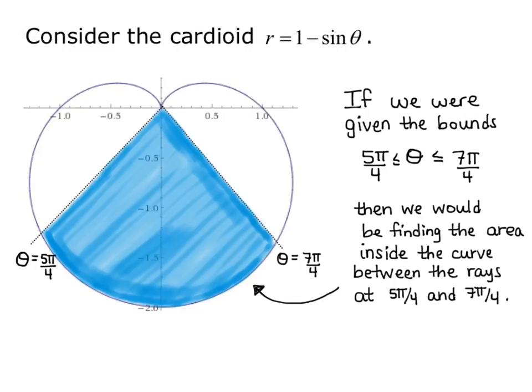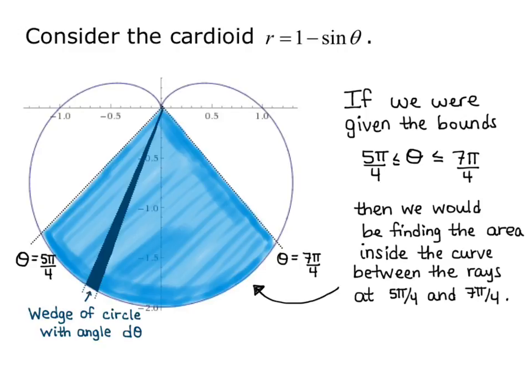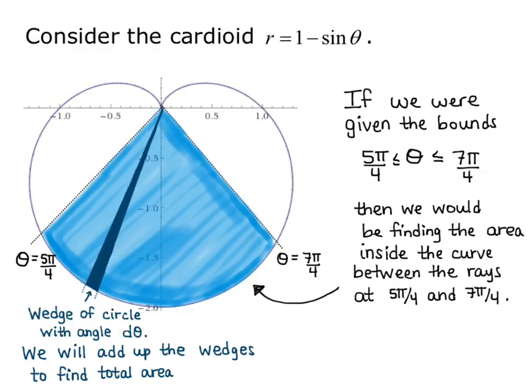Now the way we're going to find that region is similar to Riemann sums. We divide the region into a bunch of little slices, but instead of rectangle slices, they're like little pie slices. So it's the wedge of a circle with angle d theta, some very small angle, and we will add up the wedges to find the total area. So our concept is similar to Riemann sums. We're just using wedges of circles instead of rectangles.